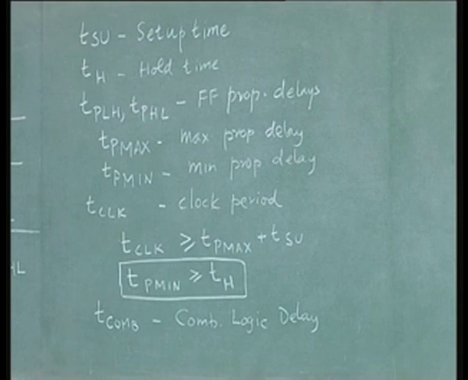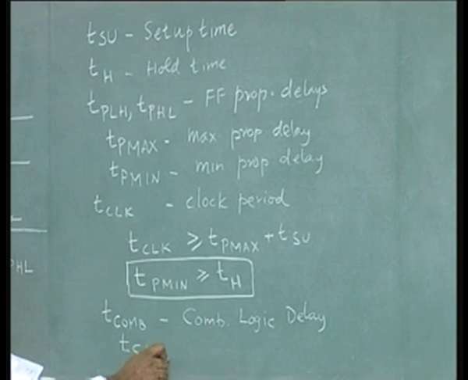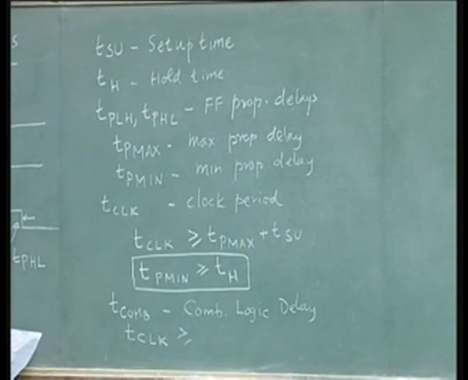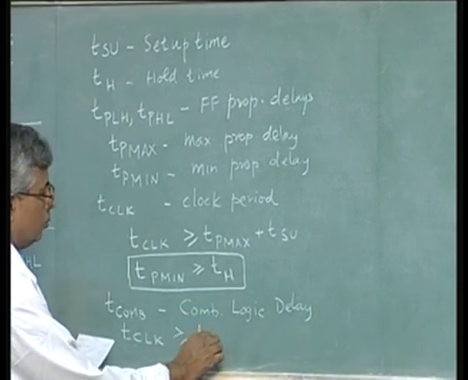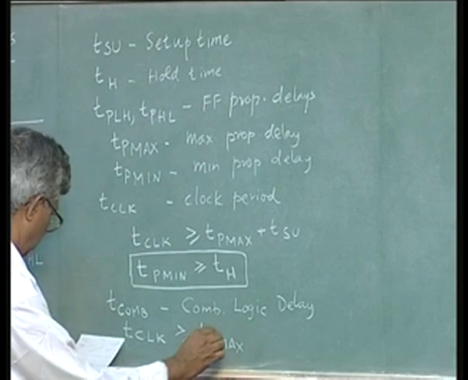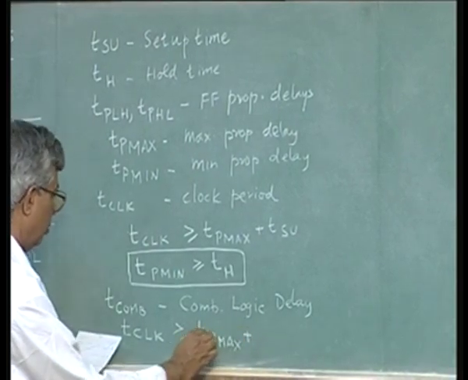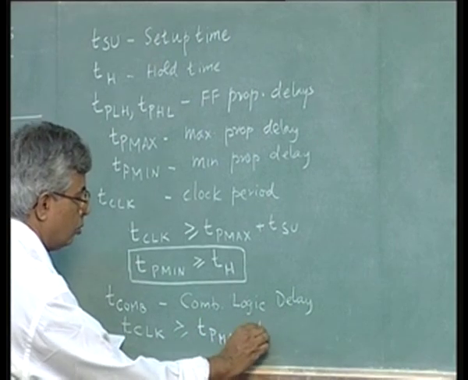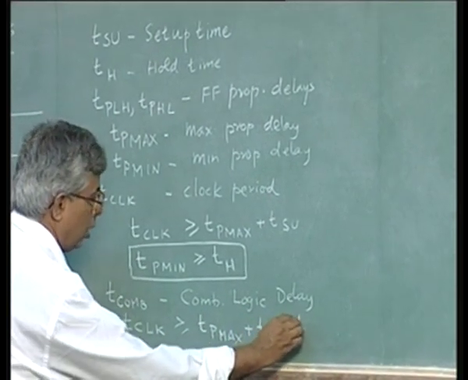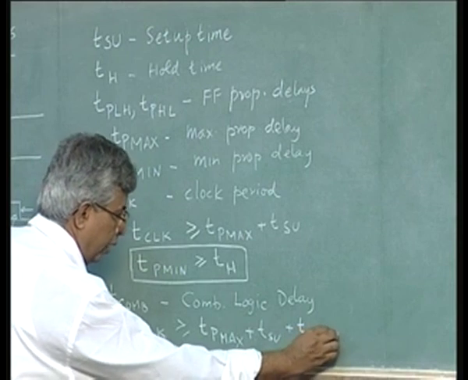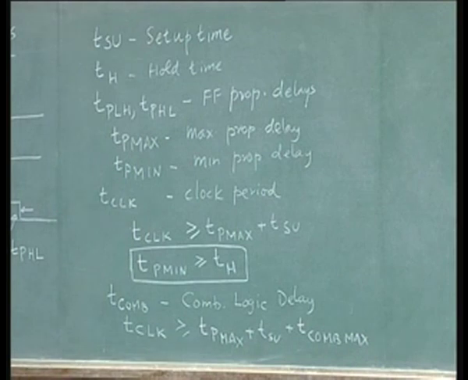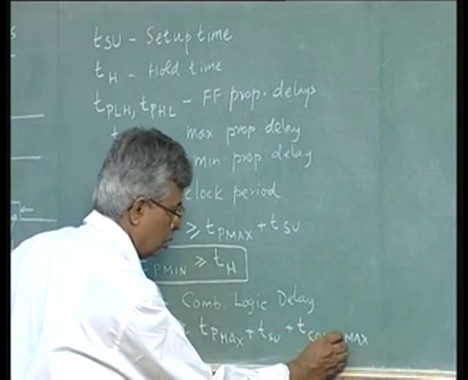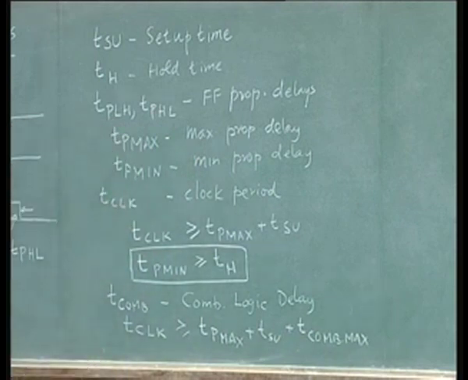My equation will now get modified as T clock should be greater than or equal to Tp maximum plus TSU plus T comb. Again we will say maximum because combination logic will not have all the same delays. So, the maximum delay of the combination logic.